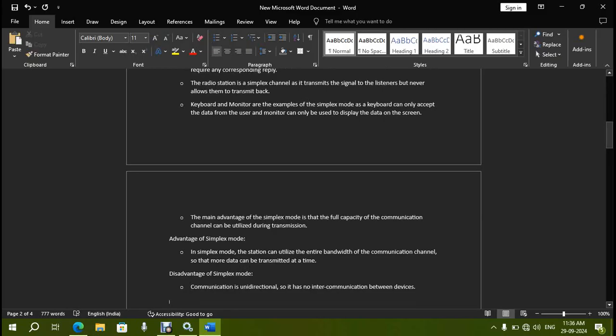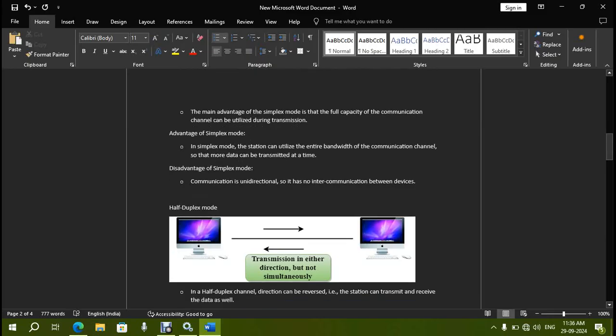Disadvantage: communication is unidirectional, so there is no intercommunication between two devices or a number of devices. Second is duplex. In duplex, the signal is transmitted bidirectionally. One example of full duplex is the telephone, where sender and receiver can both send. So there are two types of duplex. The first is half duplex and the second is full duplex. What is half duplex?